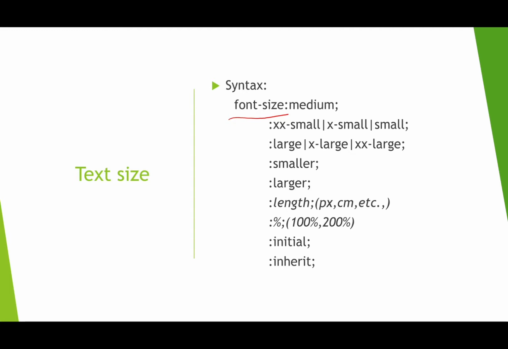Smaller sets to a smaller size than the parent element. Larger sets it to a larger size than the parent element. Length sets a font size to a fixed size in pixel, centimeter, etc. And percentage sets the font size to a percent of the parent element's font size. Initial sets its property to its default value. Inherit inherits its property from its parent element.